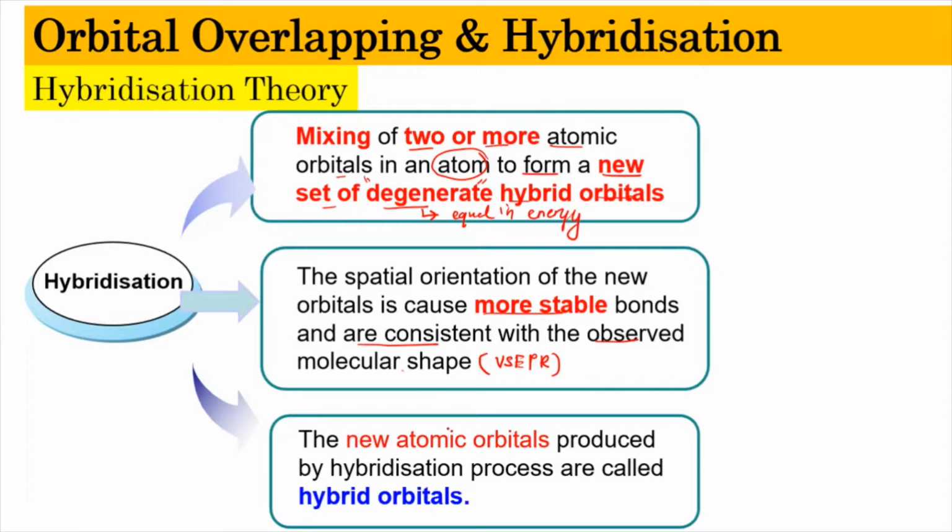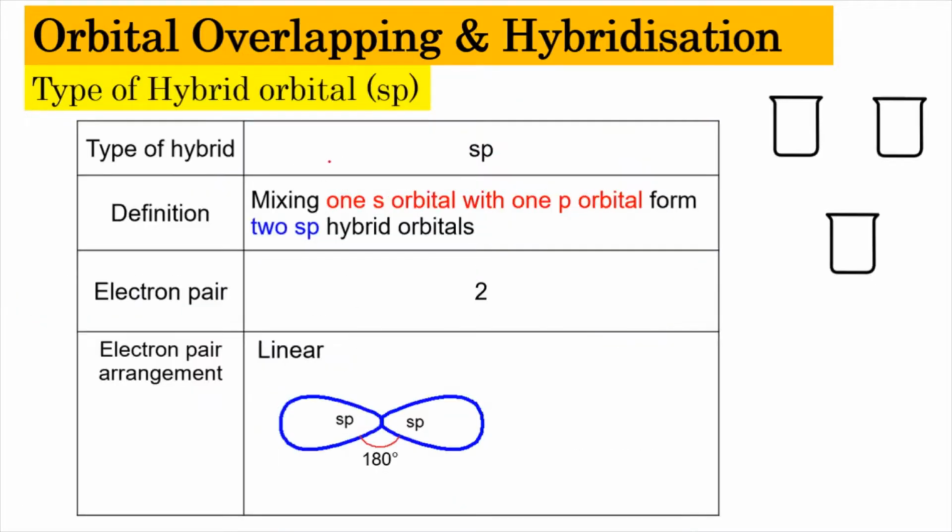And the new atomic orbitals produced in the hybridization process are called hybrid orbitals. There are a few examples. First, we have the sp hybrid orbital. The sp hybrid orbital involves the mixing of one s orbital with one p orbital. As a result, we produce two sp hybrid orbitals, and the electron pair that we have is 2. The shape is consistent with VSEPR, so since we have 2 electron pairs, the shape is going to be linear.